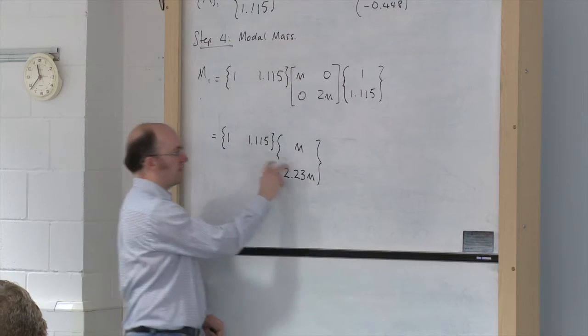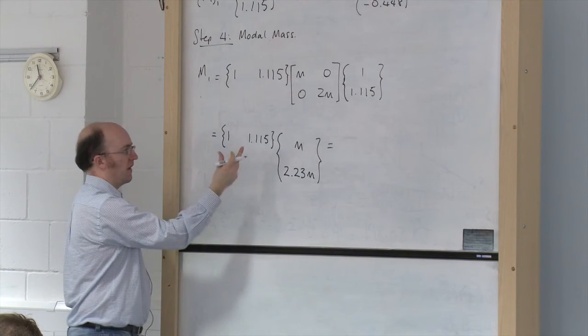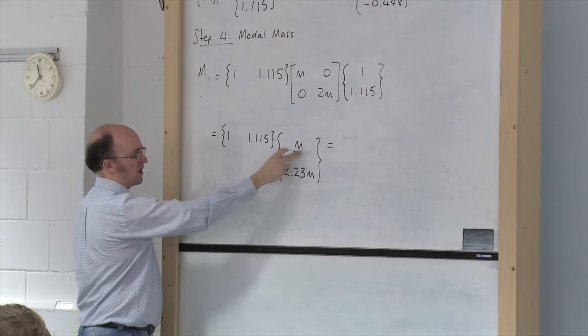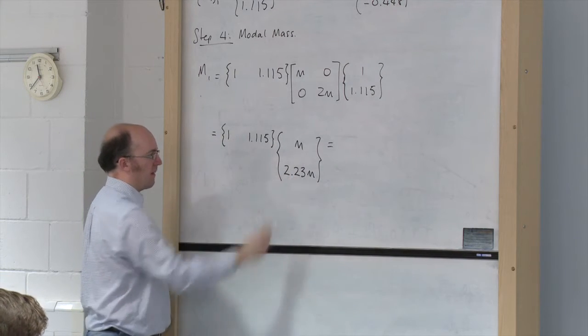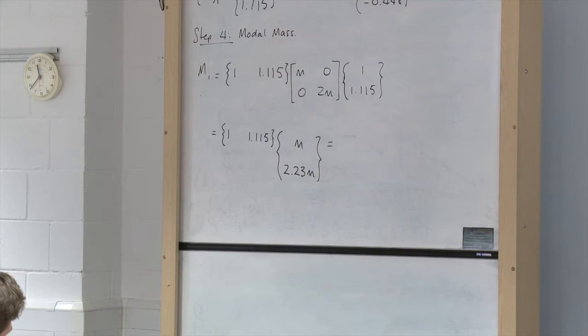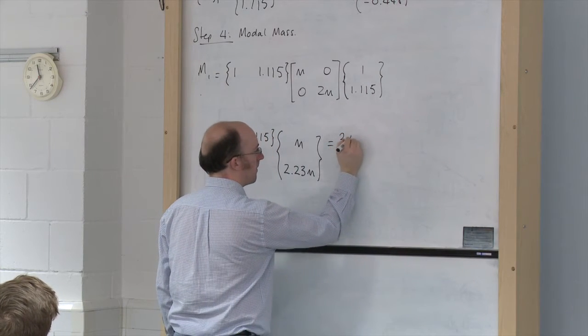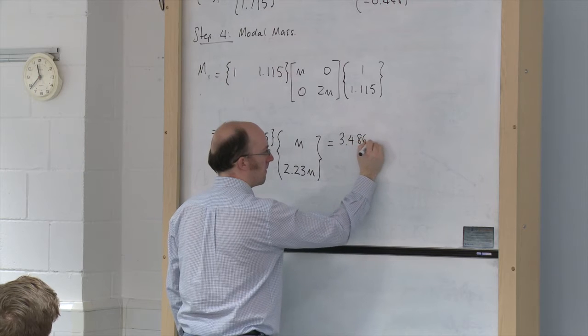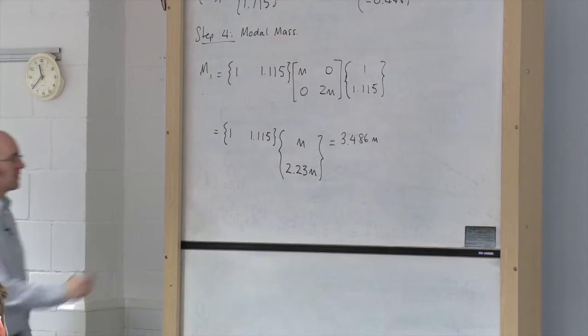And then these two vectors can be multiplied together relatively straightforwardly, and that's going to give us a value. So we've got 1 times by m plus 1.115 times by 2.23 m. Okay, and that gives us, I'm not going to go through the process, 3.486 m. That's our first modal mass, m1.